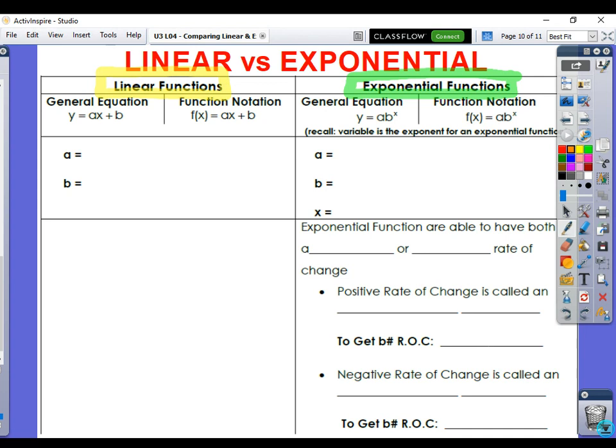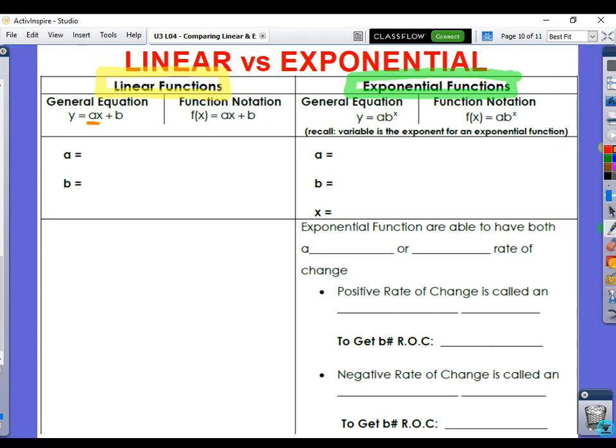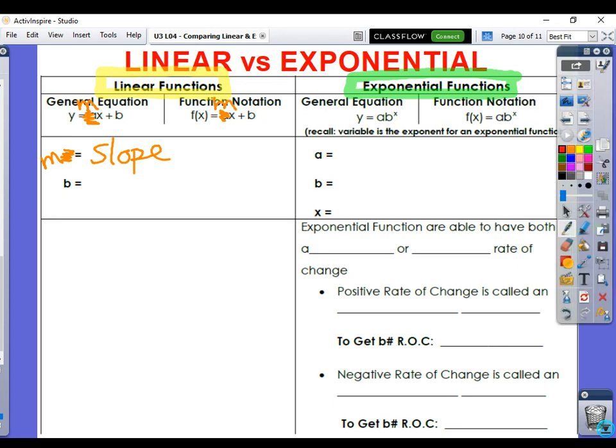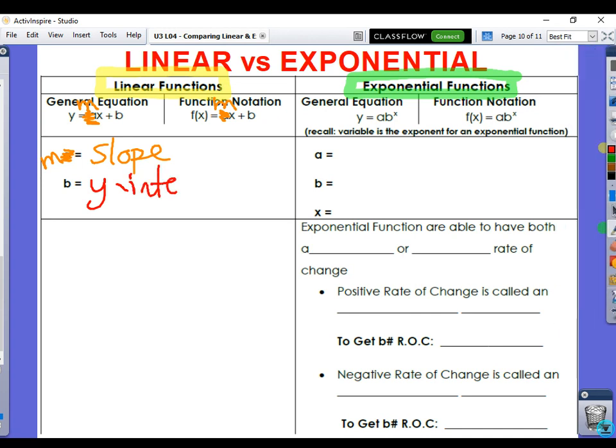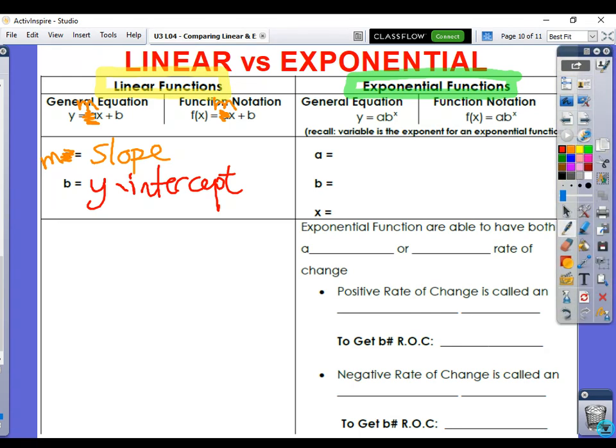The first thing you'll notice is that in this example, we're using the letter A, but we're more accustomed to using the letter M. So if you want to cross out that A and just change it to an M, that's totally fine. Because what we're used to is saying M. And remember, our M stands for our slope. So y equals mx plus b. Our M stands for our slope, and our b value stands for our y-intercept. So once we're able to determine your m and your b, those are the main two players when it comes to the linear function. But in an exponential function, we no longer have slope.